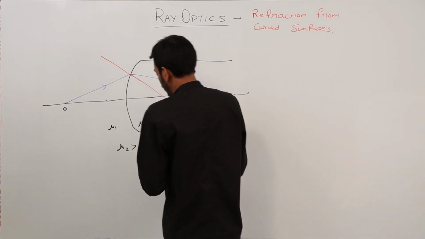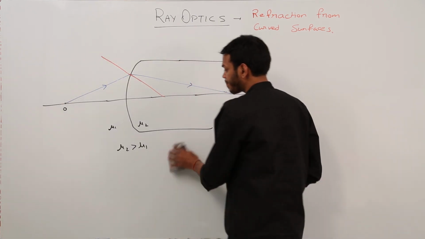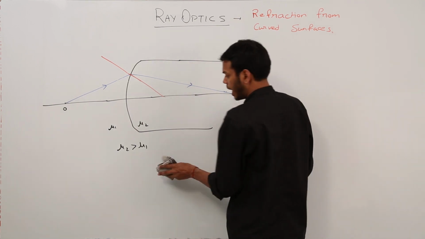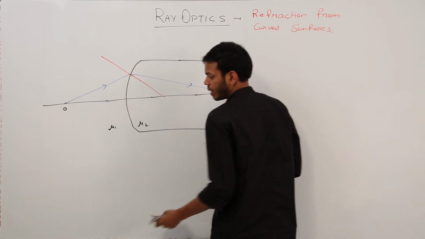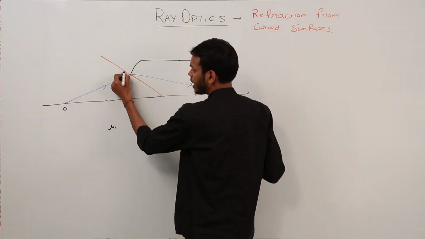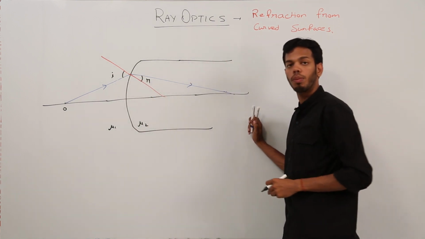Now, which is angle I and which is angle R? I'll keep on removing the not required things to save my space here, because I have less space. Which is angle I and R? The angle between the incident ray and the normal is I, and between the refracted ray and the normal is R.